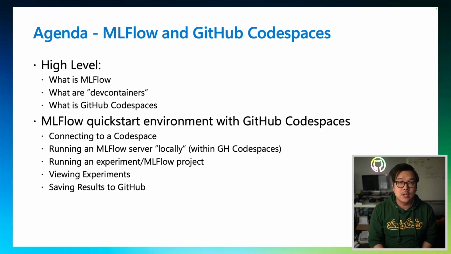How do you actually run an MLFlow server locally, which by locally again, I mean inside the GitHub Codespace itself? How do you actually run an MLFlow experiment or project? And then how do you view those experiments, the subsequent runs of your experiment, and then save those results to GitHub Codespaces itself so that you can share or rerun the experiment at a future time? Okay, so let's get started.